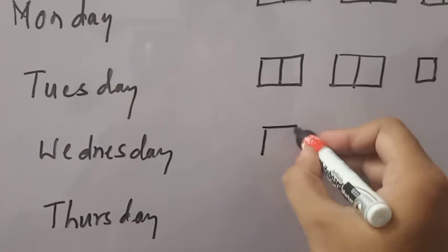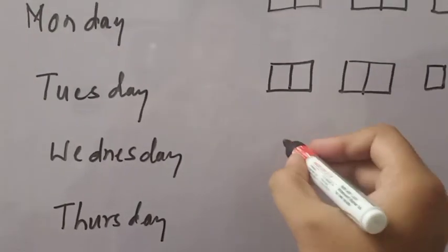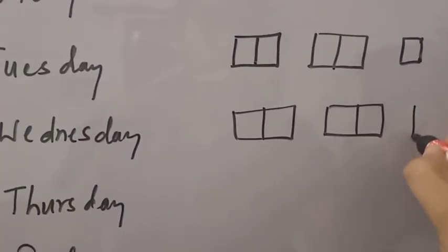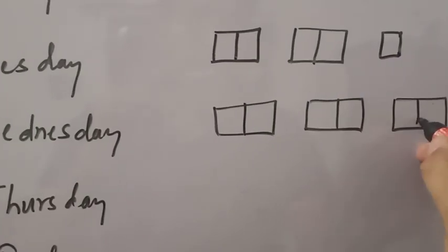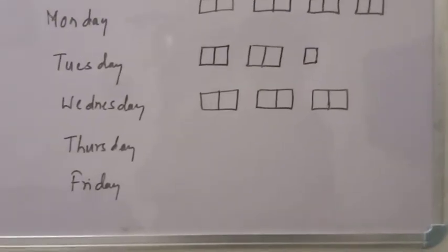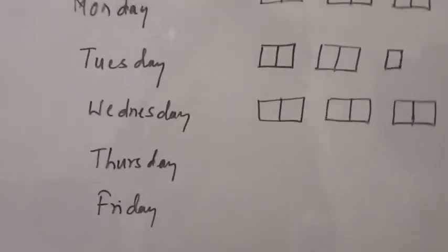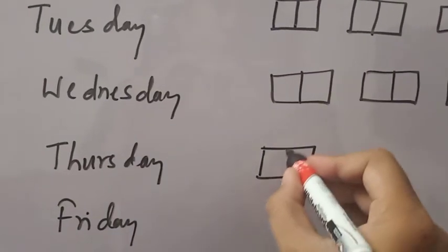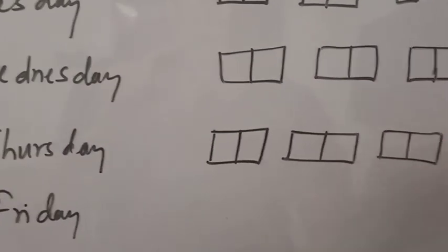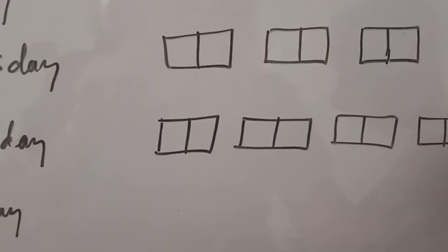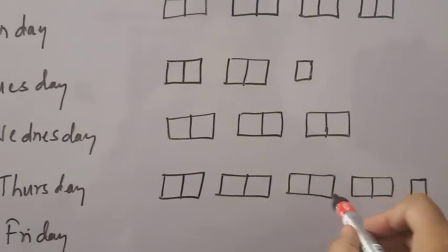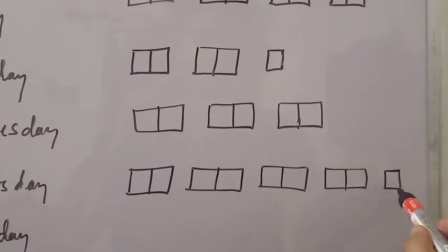Next, 6. 1, 2, 3. So 2 plus 2 plus 2. This is 6. Next is Thursday. This is 9. So 1, 2, 3, 4, small box. That means 2 plus 2 plus 2 plus 2 plus 1. That means 8 plus 1, 9.